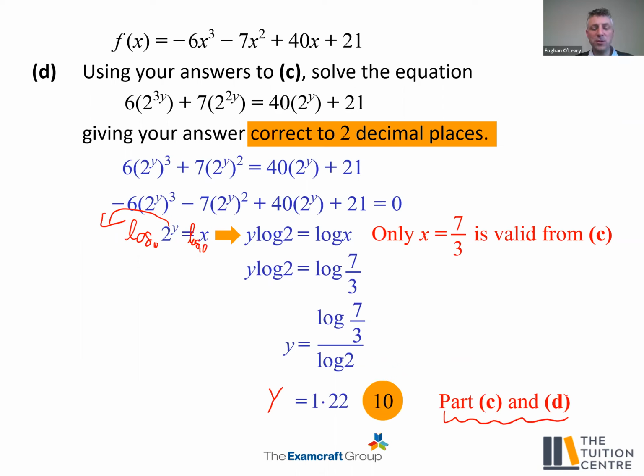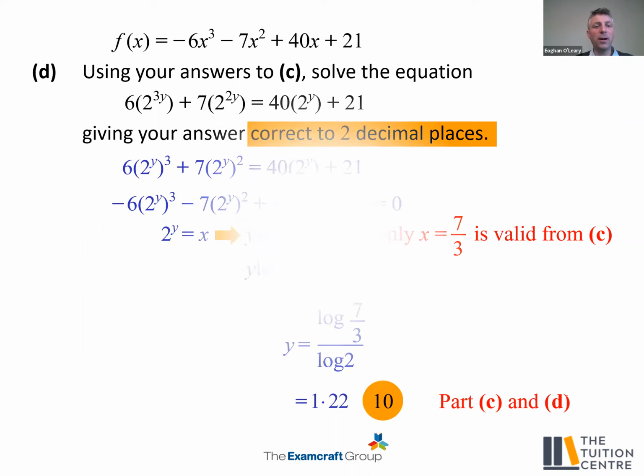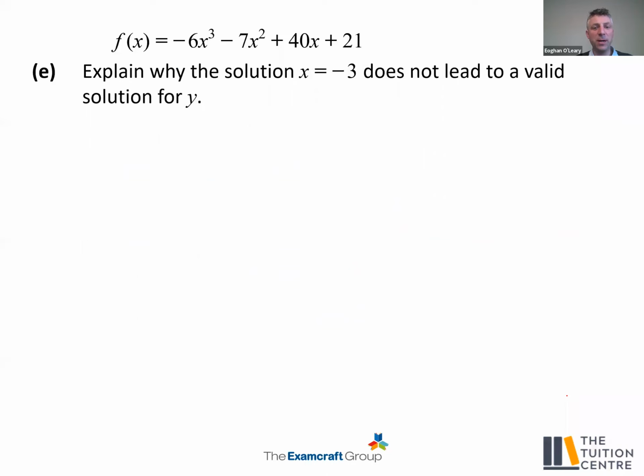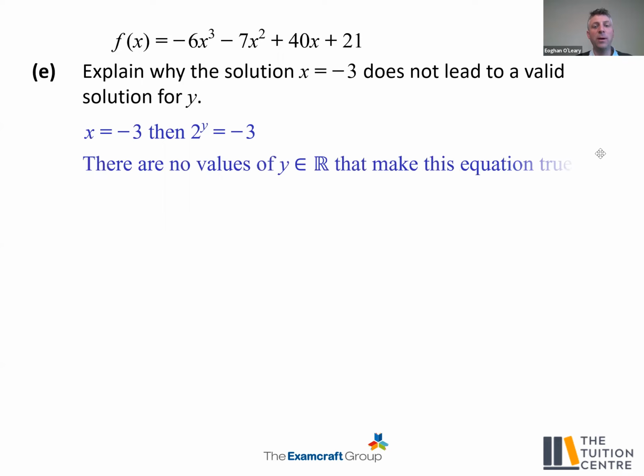Now you may well have tested some of the other possible answers from part C, but our last part says explain why x equals minus 3 does not lead to a valid answer for y. If we have a negative answer here for x, why does that not lead to a valid solution? Well, if x equals minus 3, and we know that 2 to the power of y is equal to x, then 2 to the power of y is equal to minus 3. However, there are no valid solutions for y in the real numbers which make this equation true.